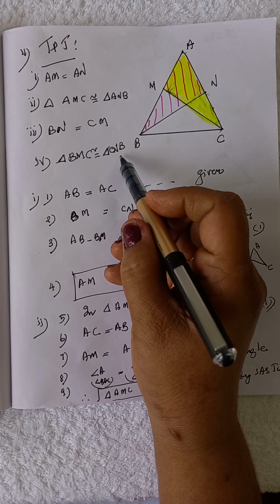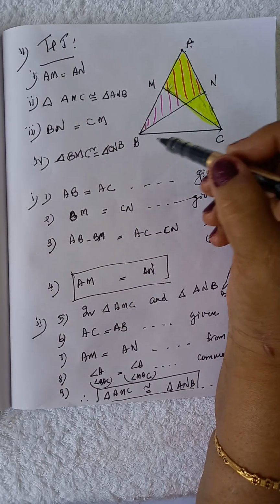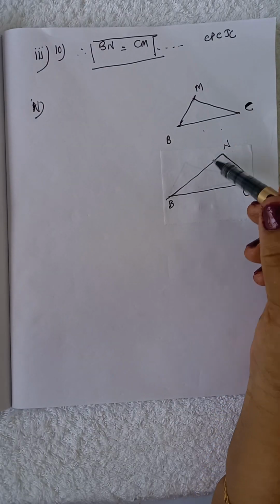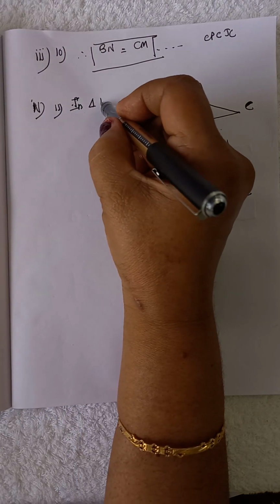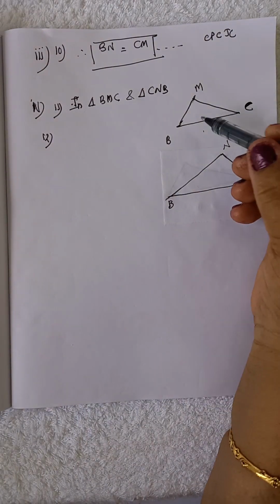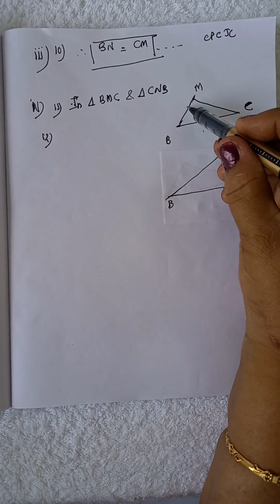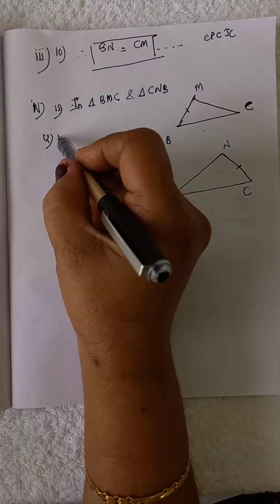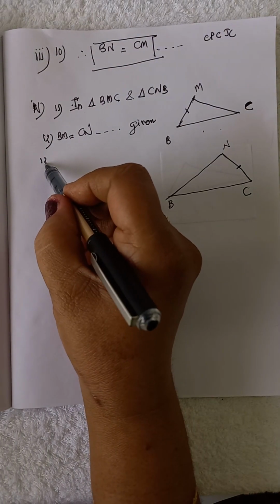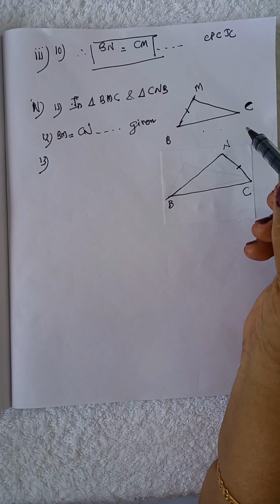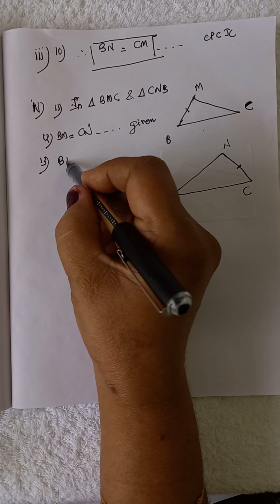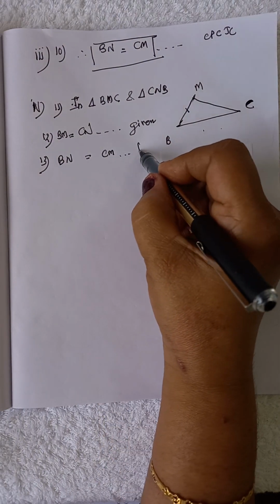So now the fourth, here we want to prove that triangle BMC is congruent to triangle CNB. Here BMC and CNB we are drawing separately. So 11th point, in triangle BMC and triangle CNB. 12th point, BM is equal to CN, that is given in the question. So we can write BM is equal to CN. Reason is given. Now 13th point, CM is equal to BN. We got it from the 10th point. So we can write BN is equal to CM, that is from 10.